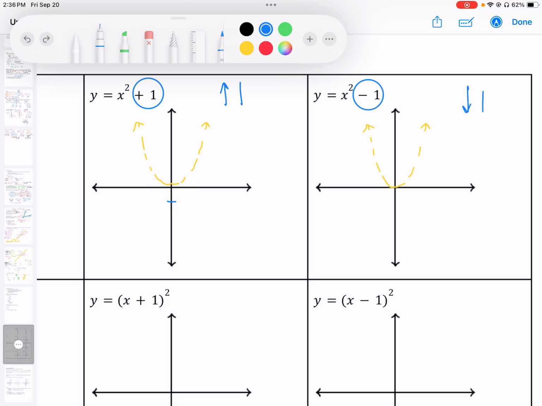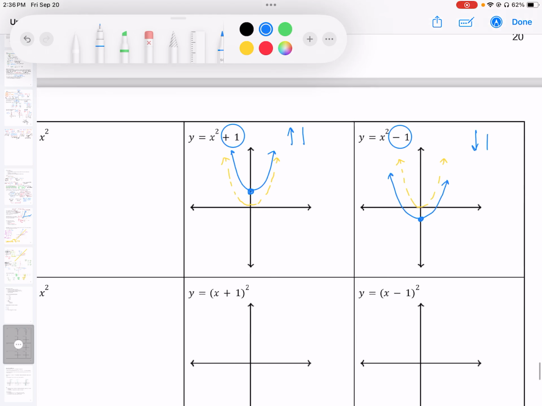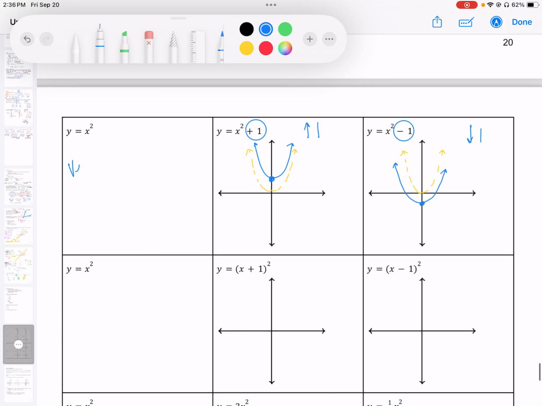Oops, I went the other direction. Here we go. Up a unit, vertical shift. This is the one that moves down a unit, and that is a vertical shift downward. Okay, so we're going to cover vertical shifts in that first one.